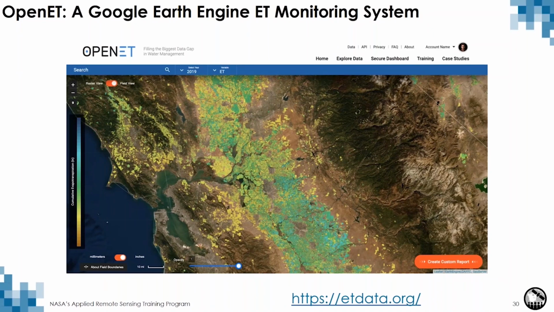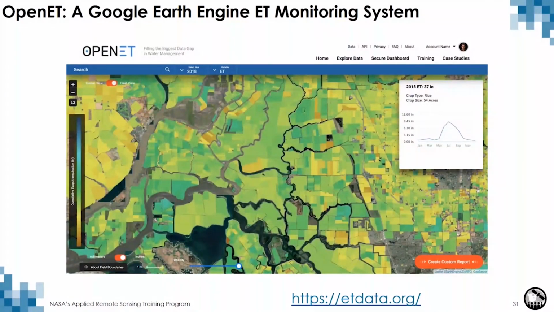And I'll just walk you through some examples of having a cloud-based platform where a stakeholder can go in and interrogate water use using a number of different methods at these field scales, and produce reports and have an understanding of the water use of different crops in the Western US.